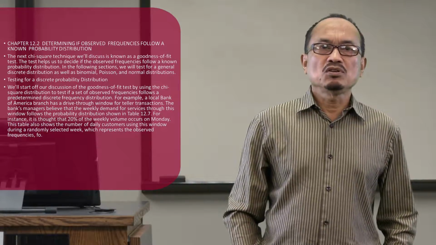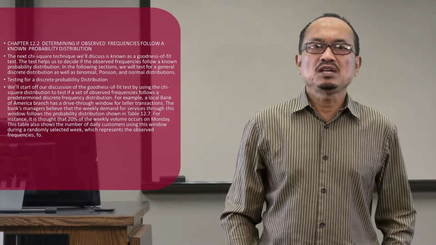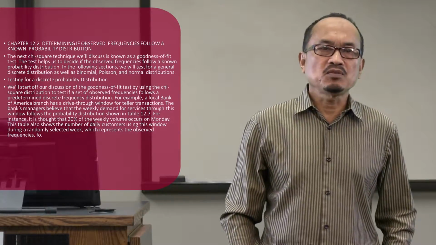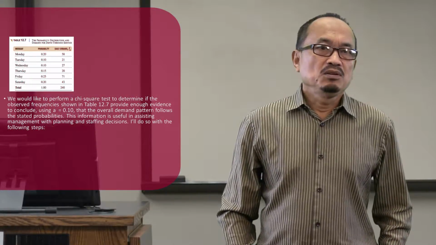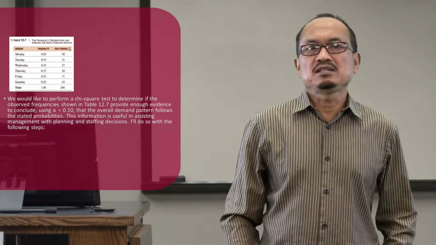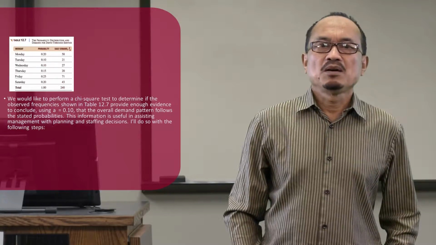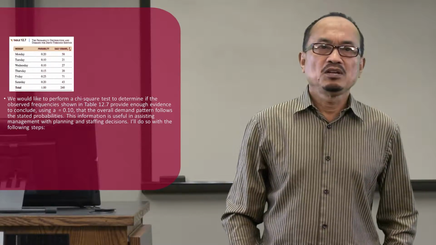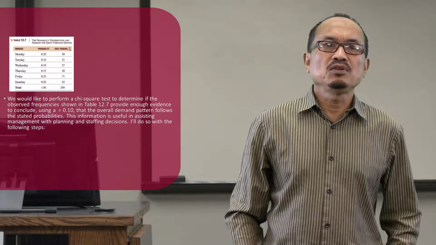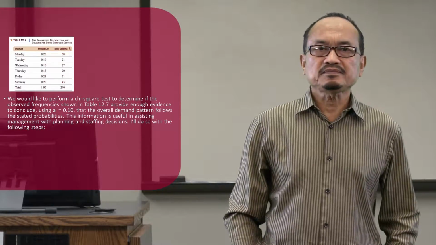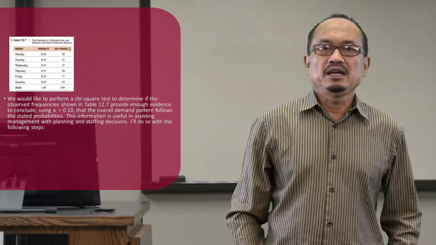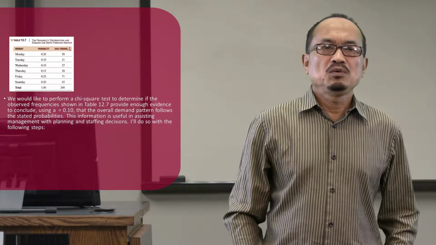This table also shows the number of daily customers using these windows during a randomly selected week, which represent the observed frequency, or FO. We would like to perform a chi-square test to determine if the observed frequencies shown in table 12.7 provide enough evidence to conclude, using alpha equal to 0.1, that the overall demand pattern follows the stated probabilities. This information is useful in assisting management with planning and staffing decisions. We will do so with the following steps.